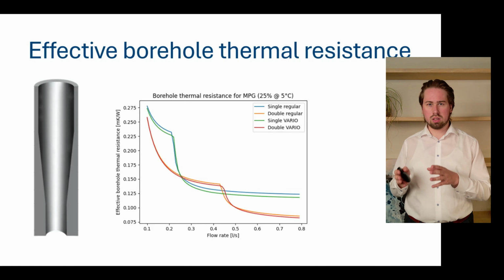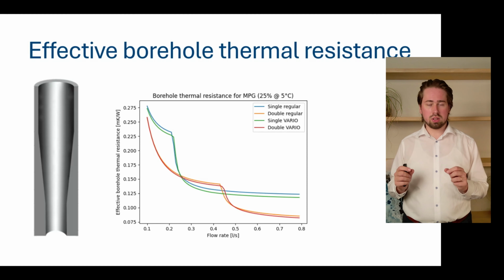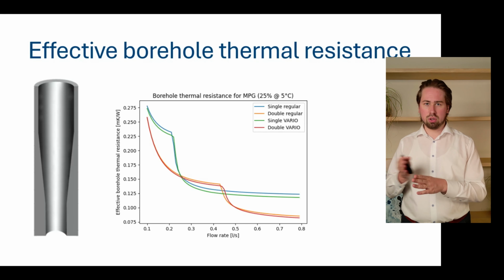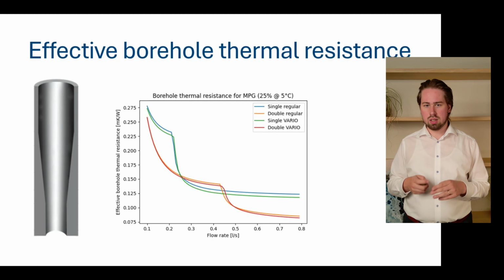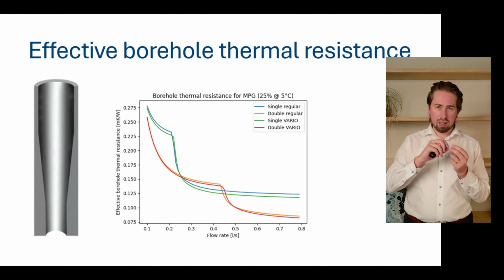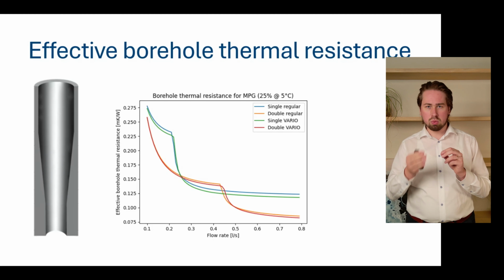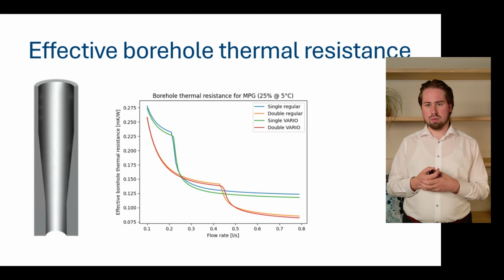Whereas with the regular design where you have a constant wall thickness, it's just at one flow rate where the whole pipe transitions. So that's why the jump between laminar and transient is a little bit more smooth in the case of the Vario probe.